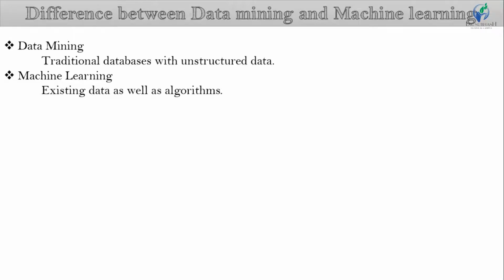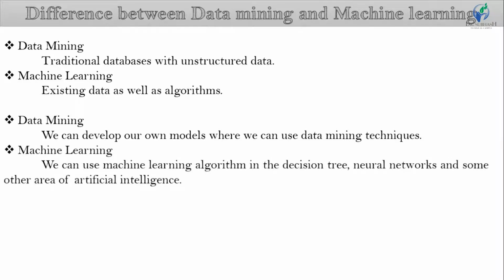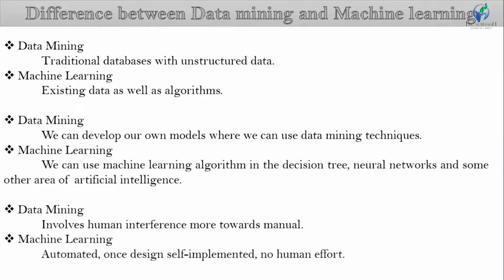In data mining, we can say we can develop our own models where we can use data mining techniques. And in machine learning, we can say we can use machine learning algorithms in the decision tree, neural networks, and some other areas of artificial intelligence. In data mining, we can say it involves human interface more toward manuals. And machine learning, we can say automated, once designed self-implemented, no human efforts.